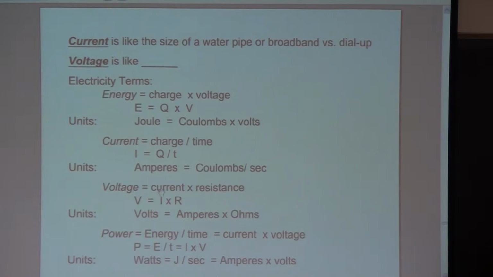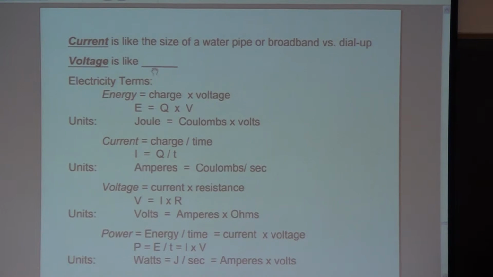Voltage, this is Ohm's law, is equal to current times resistance, V equals IR. So a volt is equal to amperes times ohms. And then power is energy divided by time. So a watt is a unit of power. Energy is in joules, time is in seconds. So a joule per second is a watt. And in electricity, power is equal to current times voltage, so an amp times a volt is also equal to a watt.